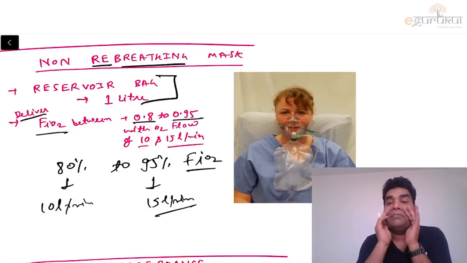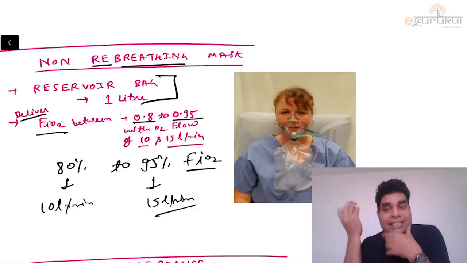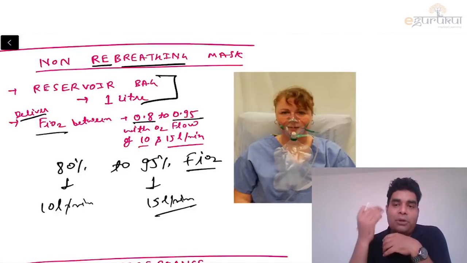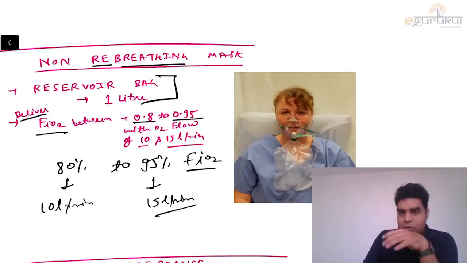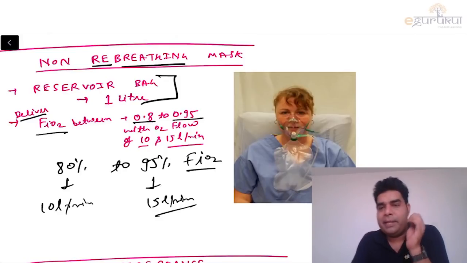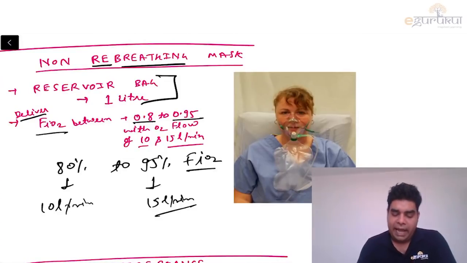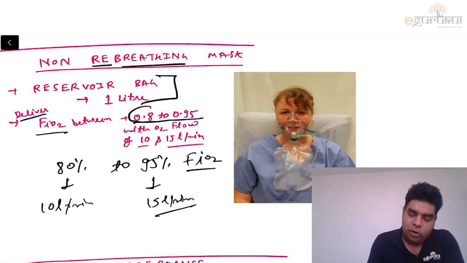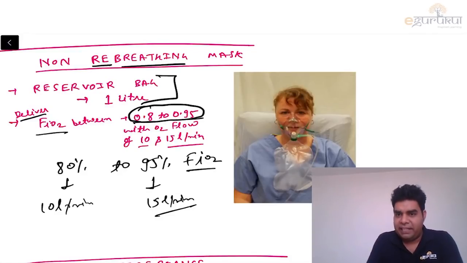no gap, because if there is a gap, then again we can suck in air from the room. We don't want to suck in air from the room. So we want to have a tight non-rebreathing mask used here, and it can increase the FiO2 from 0.8 to 0.95. So let's quickly revise the three things.